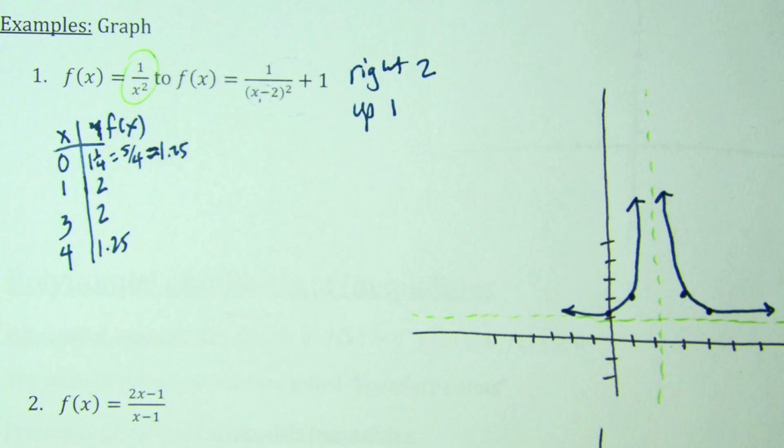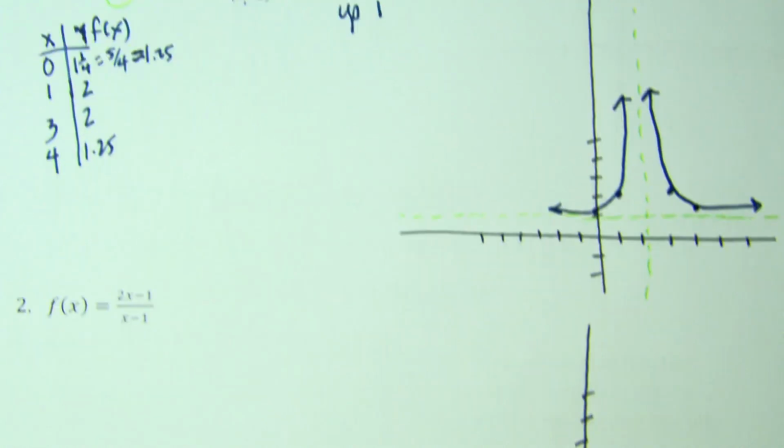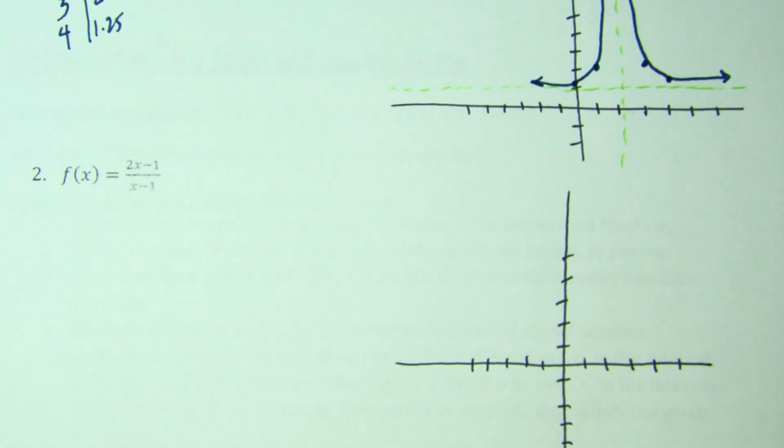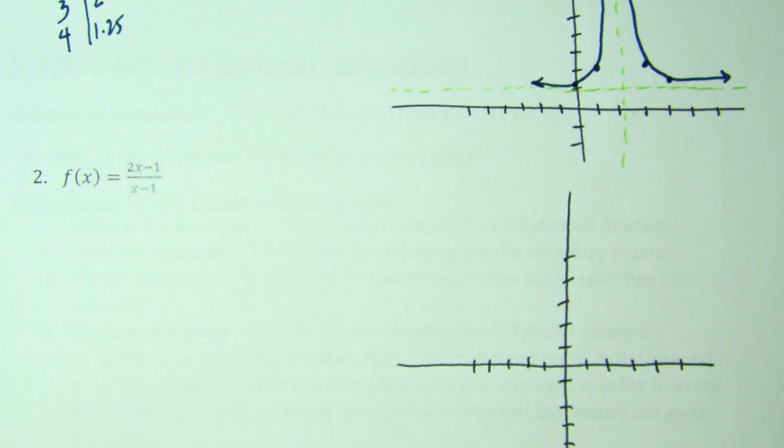So shifting it is kind of nice because it's not a whole lot of extra work. It's just shifting a graph we already know how to graph. This next example is not one where we can use shifting. It's 2x minus 1 on top and then x minus 1 on bottom. And we can use whatever tools we have at our disposal.